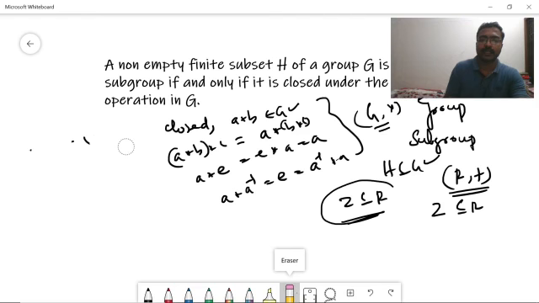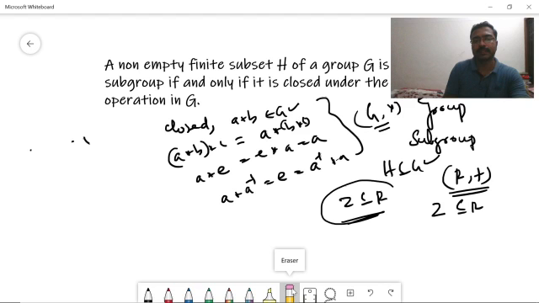So let us read the statement. It says that a non-empty finite subset of a group G will be a subgroup if and only if it is closed under the operation of G. So that is the characterization here. Please read this again, think about it for a second, and let us proceed to the proof.